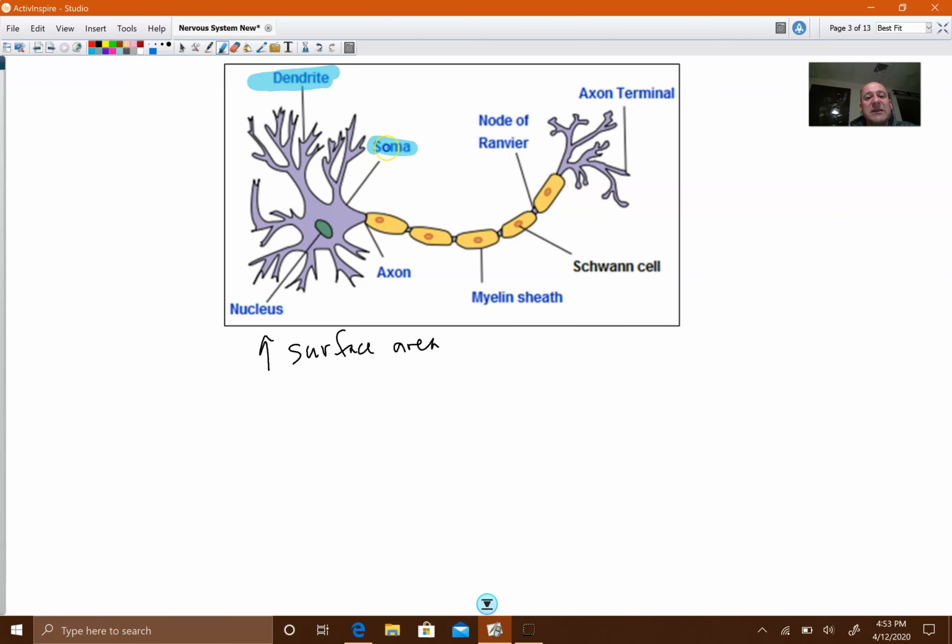The soma is the cell body, which is where most of the organelles like mitochondria, the nucleus, and ribosomes would be found. And then you have what's known as the axon, probably the most or one of the most important parts here.